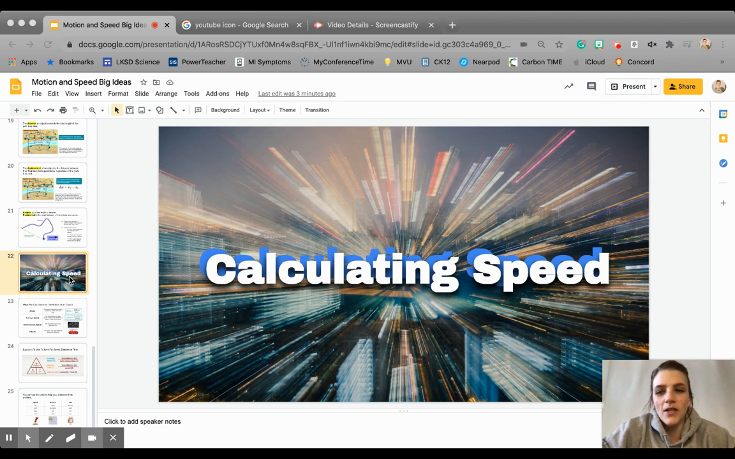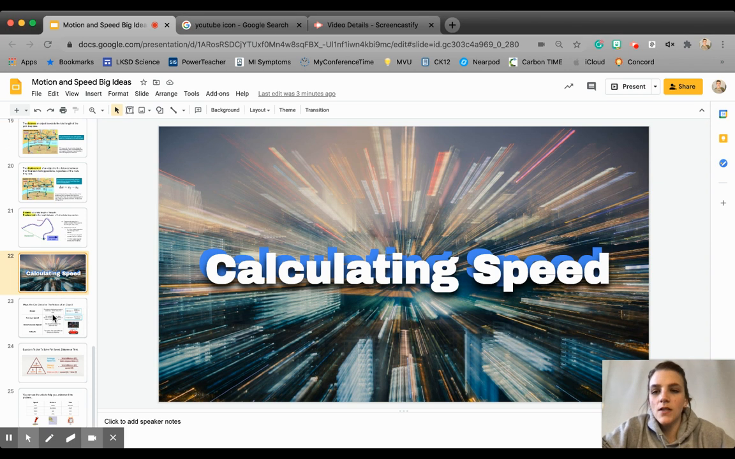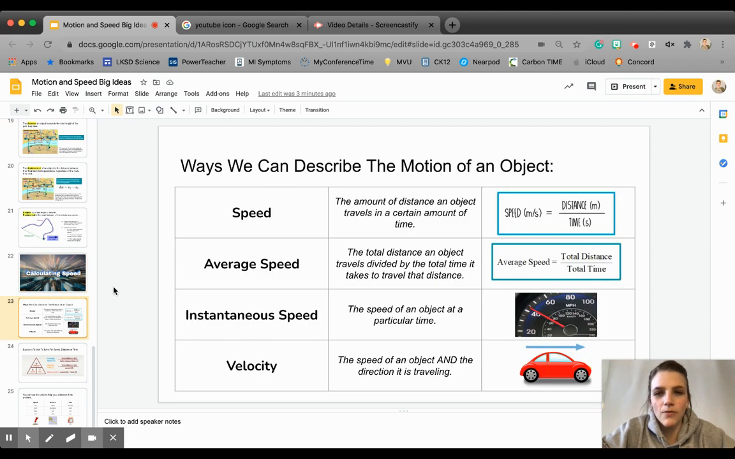So this video is just going to be a quick refresher on calculating speed and also talking about the difference between the different kinds of speed and velocity. So let's go ahead and do a quick recap of just how do we calculate speed. Speed, again, is the amount of distance an object can travel in a certain amount of time. And we typically use this equation, speed equals distance divided by time.